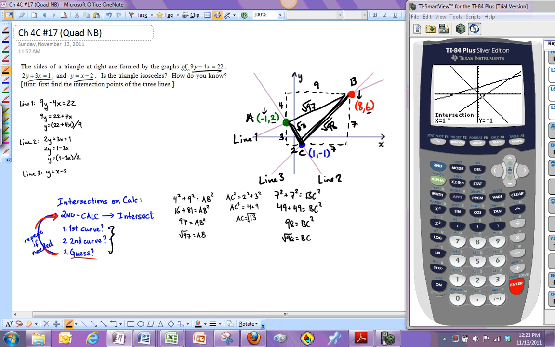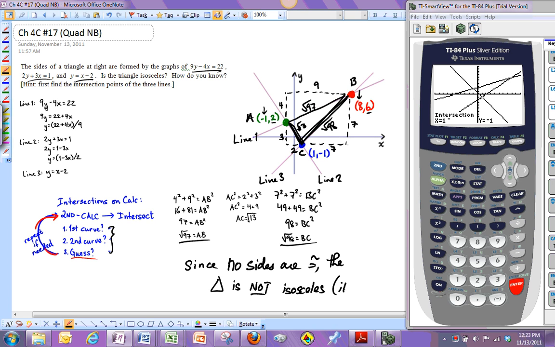So if you look at the three sides, you've got root 97, root 13, and root 98, which these two are very close to each other, but not equal. So since no sides are congruent, the triangle is not isosceles. And instead, it's scalene.